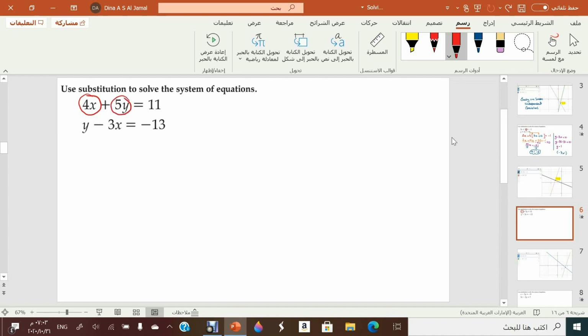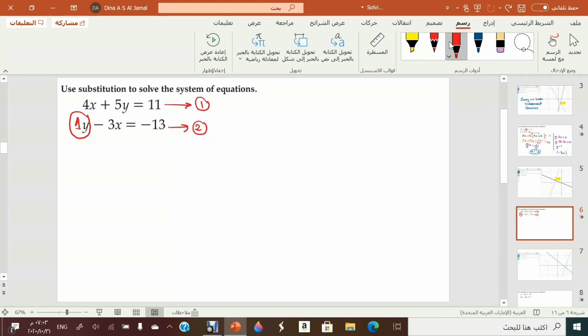Am I going to change this? It has a coefficient of 5. What about this one? It has a coefficient of 1, which will be helpful for you. That means let's concentrate on this one, which has a coefficient of 1. I will call this equation 1. I will call this equation 2.